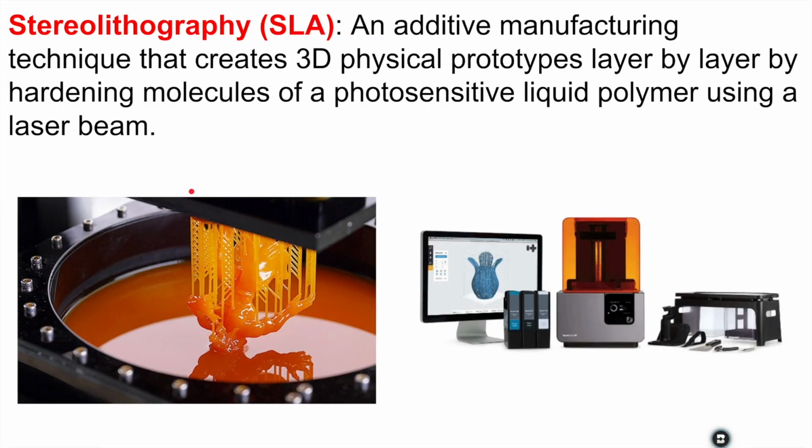Stereolithography is an additive manufacturing technique that creates 3D physical prototypes, layer by layer, hardening molecules of photosensitive liquid polymers using a laser beam. So it's hardening resin. And again, you're hardening it layer by layer by layer to build up an object.